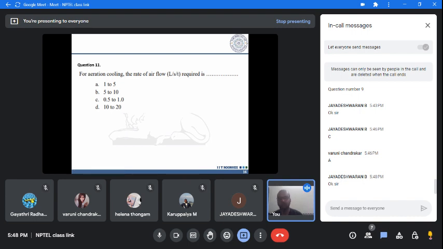For aeration cooling, the rate of airflow is required. The airflow rate, that is, liter per second per ton, like 1 to 5 liter per second per ton, or 5 to 10, or 0.5 to 1, or is it 10 to 20. Please write your answer in the comment box.